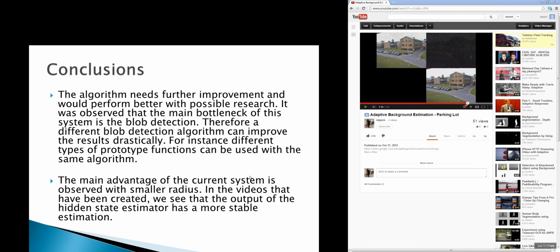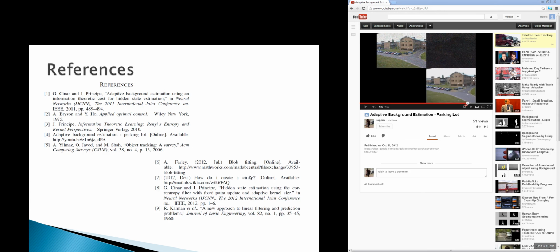The main advantage of the current system is observed with smaller radius. In the videos that have been created, we see that the output of the hidden state estimator has a more stable estimation. These are the references I have used.